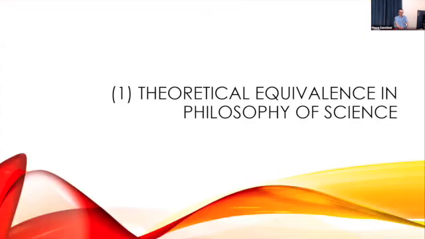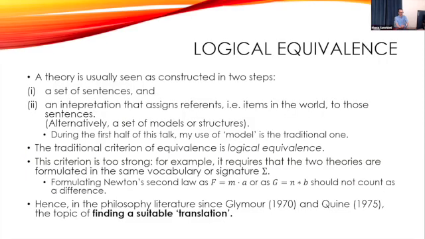So we begin with theoretical equivalence in philosophy of science. And just to remind ourselves of how we have viewed theories many times, and of course there are various traditions, but one well-known way to look at the theory is as a set of sentences, and in addition, an interpretation that assigns reference or items in the world to those sentences. Alternatively, we can look at the theory in semantic terms as a set of models or structures. And I should emphasize that during the first part of my talk, I will use model in the traditional sense, not in the sense that I defined in the first lecture. I will come back to that sense in the second part.